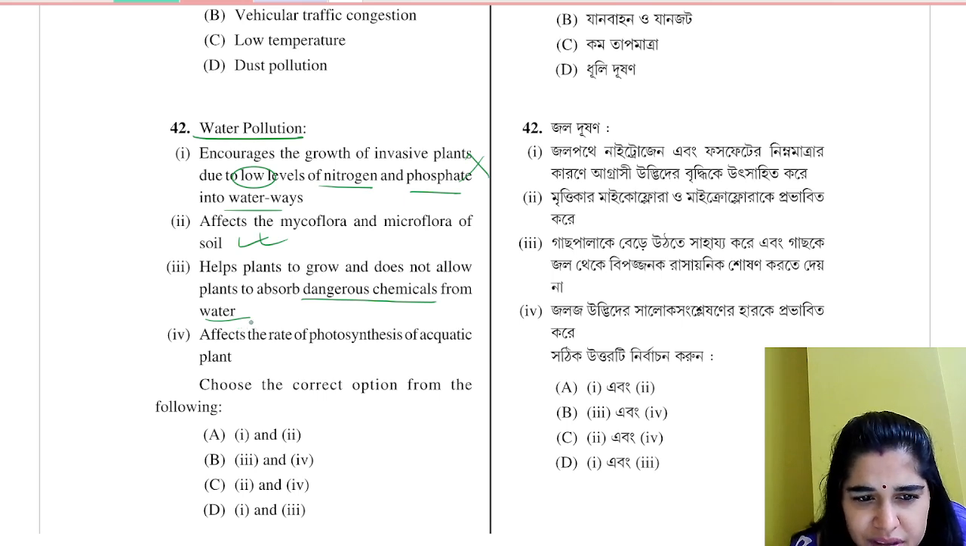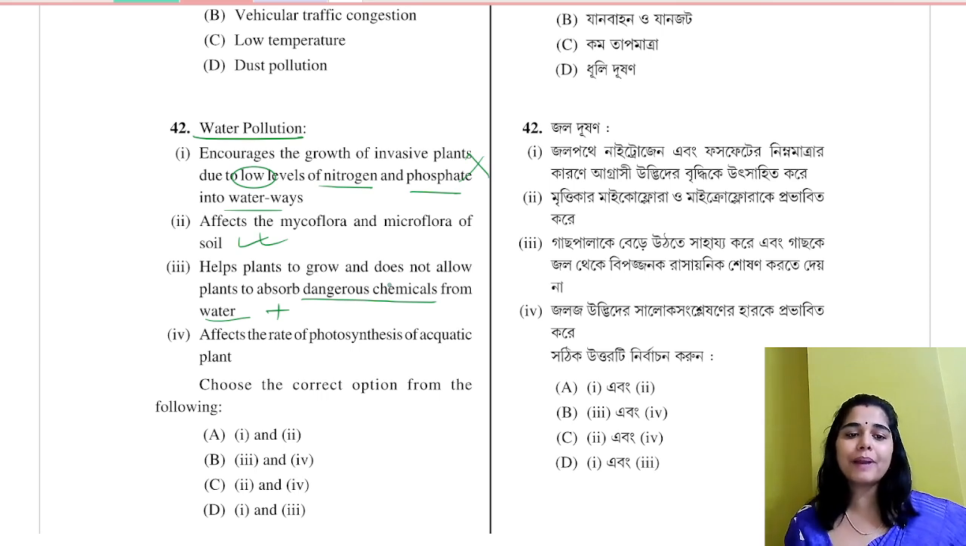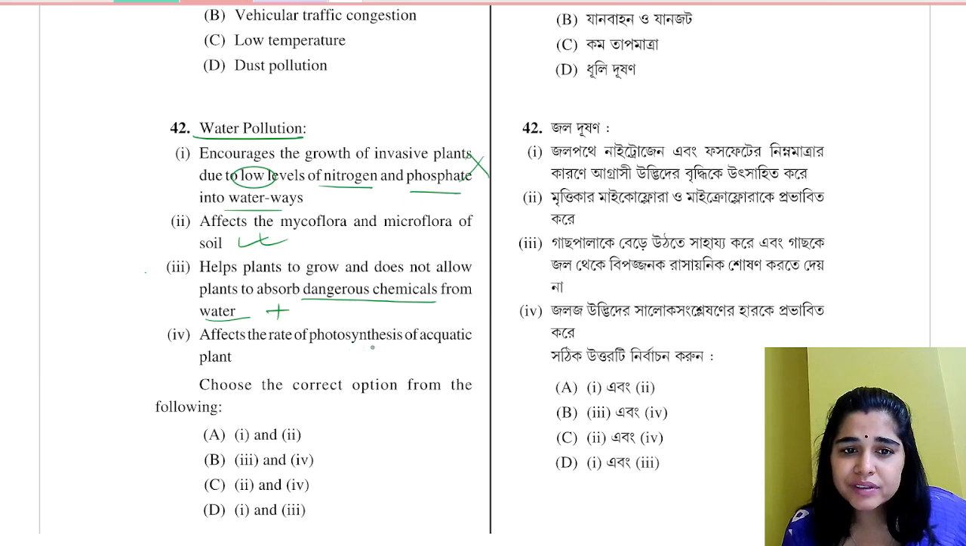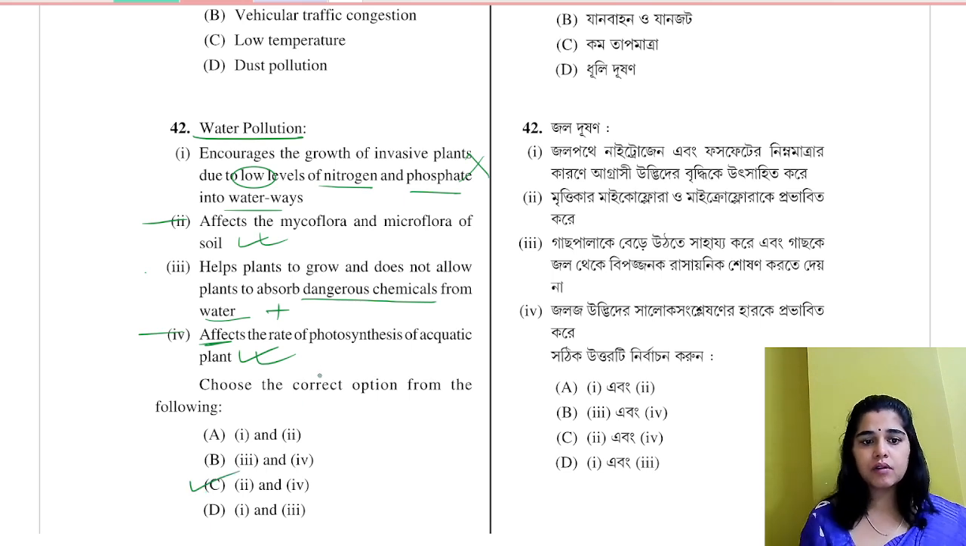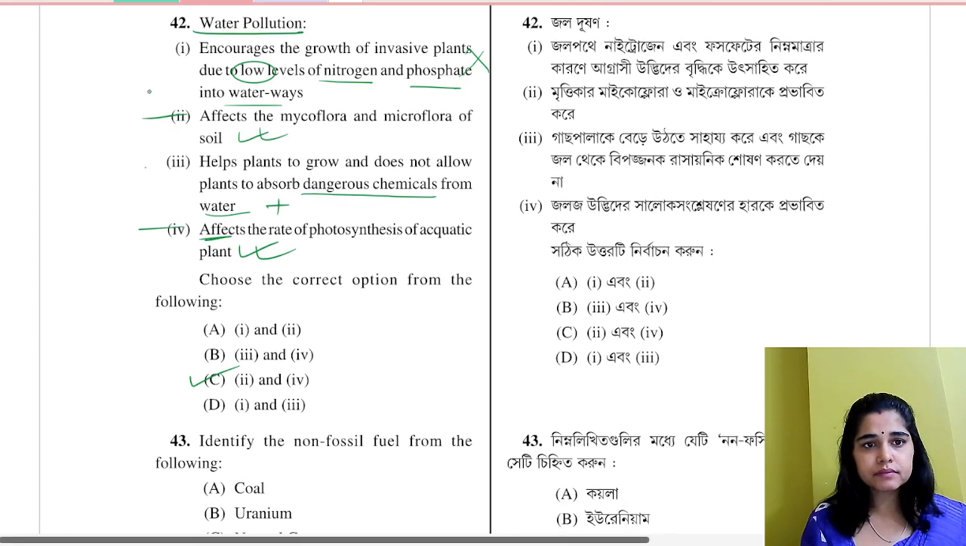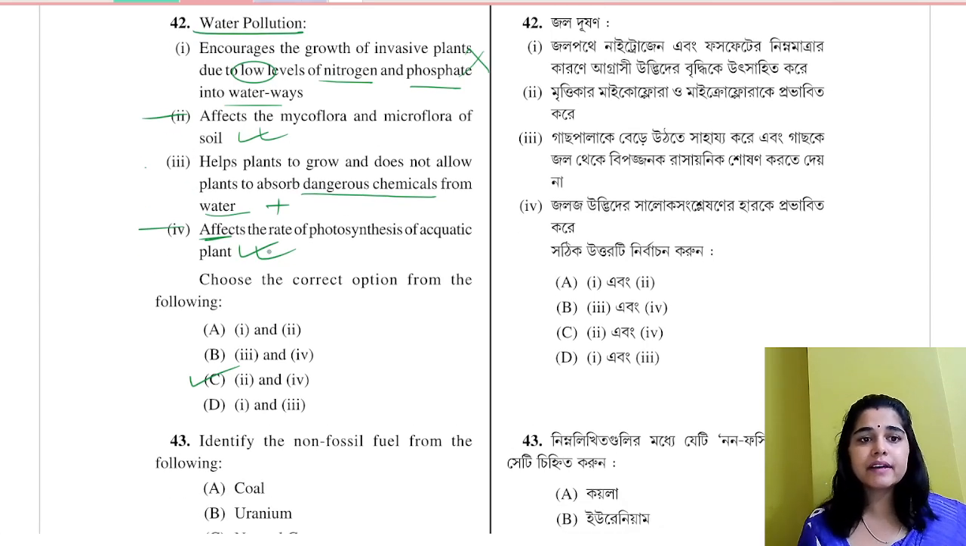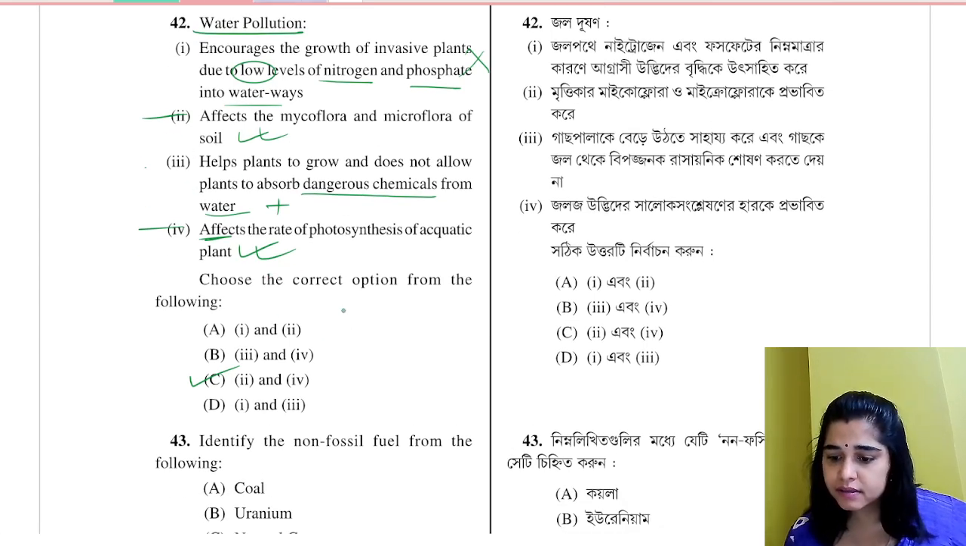Is this water pollution? No, this is not water pollution because they are saying a positive thing: help plants to grow and does not allow plants to absorb dangerous chemicals from water. So this is a positive thing. This will not come. Affect the rate of photosynthesis of aquatic plants. They will affect. So this one and this one, that is 2 and 4, is water pollution, and these are the positive things, 1 and 3. So the answer is 2 and 4.